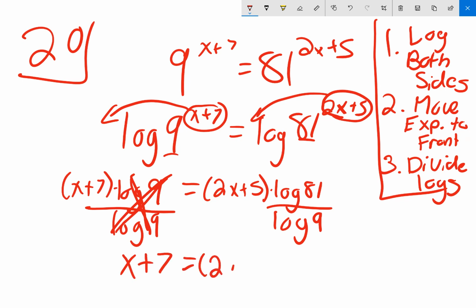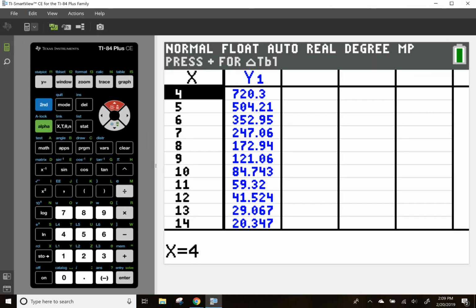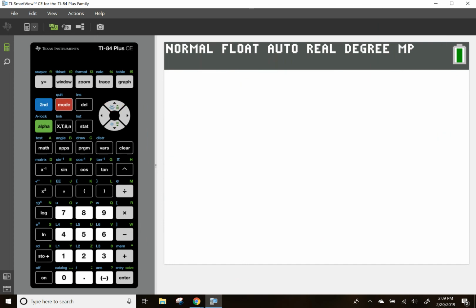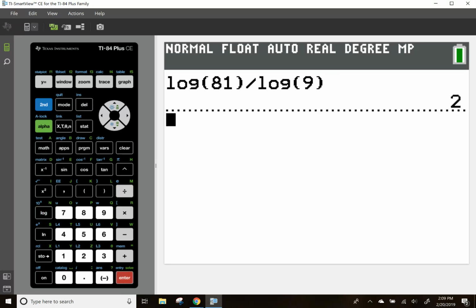On the right side, it's a little different because the log 81 divided by the log 9 is a number. What number is it? Well, we can go to our calculator and we can find out. So type in log 81. Make sure you close your parenthesis there, because if you don't, you're going to end up typing it in wrong. Divided by the log 9. And we get 2.